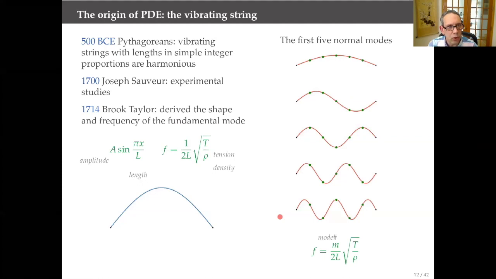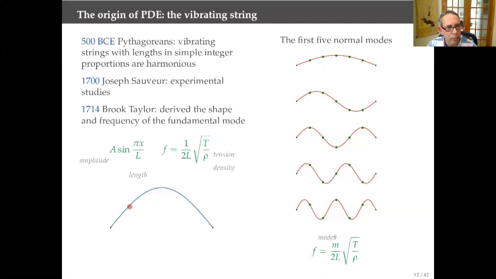And it was observed already by the Pythagoreans that if you took two similar strings and their lengths were in simple integer proportions, 1 to 2 or 2 to 3, you got harmonious sounds. And that was part of the canon studied for a millennium. It wasn't really begun to be explained until the beginning of the 18th century, when Joseph Sauveur began to do experiments with harpsichord strings. And then Brook Taylor carried that further and did the first theoretical results and derived the shapes of the fundamental mode and the other normal modes of a string.